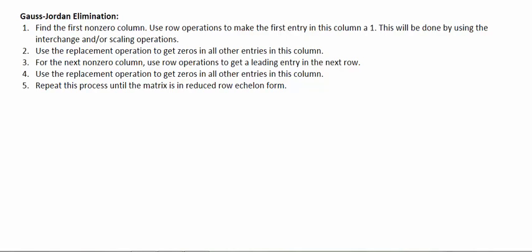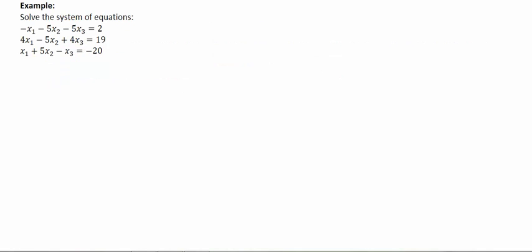We'll then move on to the next non-zero column. We'll use row operations to get a leading entry in the next row. Rather than the first, this time it will be in the second row. We'll use the replacement operations to get zeros in all the other entries of that column. And we'll just slowly repeat this process until we have the reduced row echelon form. So let's solve this system.